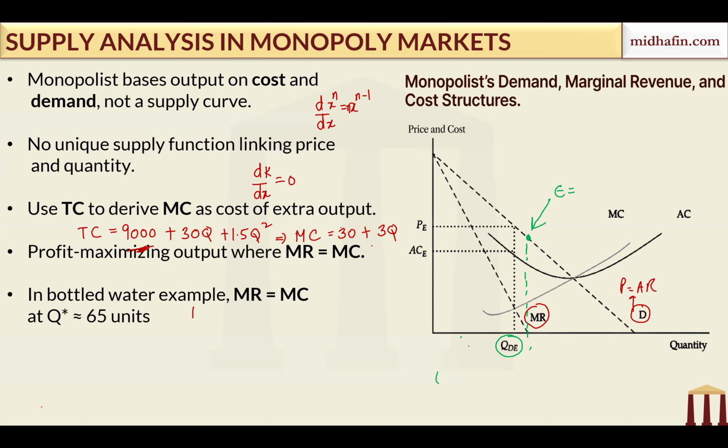So let's have the same example. Okay, so this 9,000 plus 30q plus 1.5q square. This is the total cost, and we find out the marginal cost.